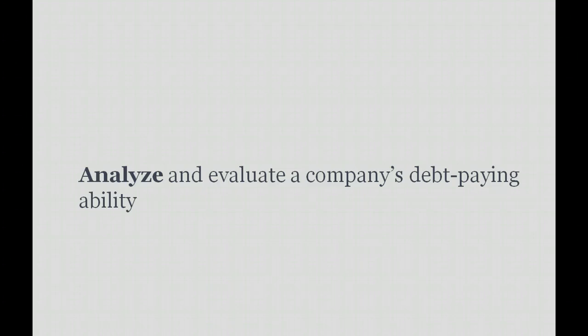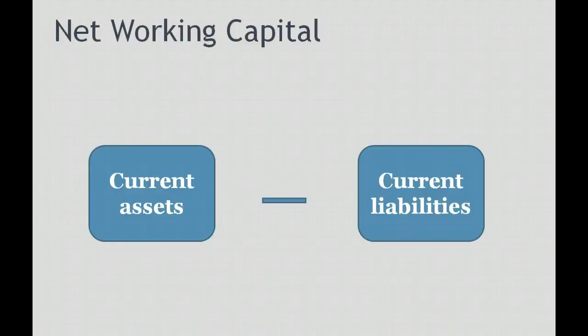There are several ways to evaluate a company's debt paying ability. We're going to look at three items. The first ratio or computation we're going to look at is called net working capital. Net working capital is equal to current assets minus current liabilities.